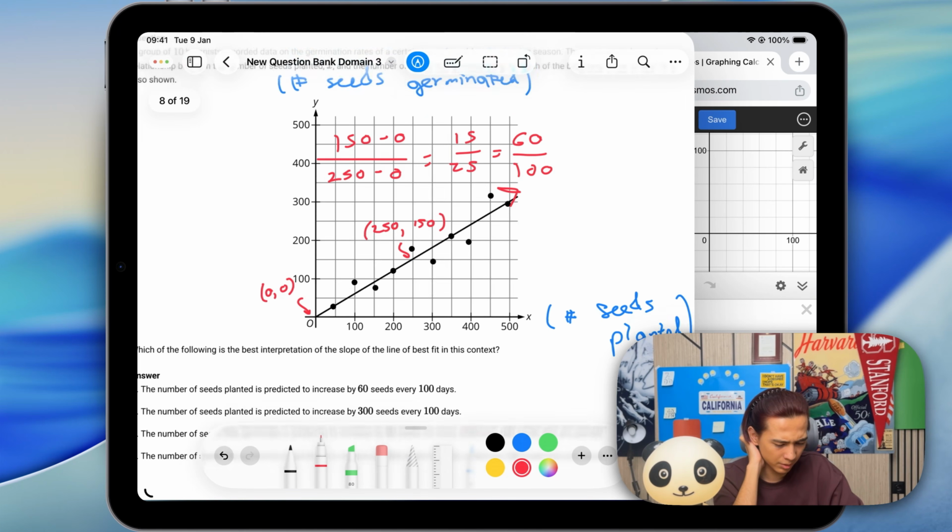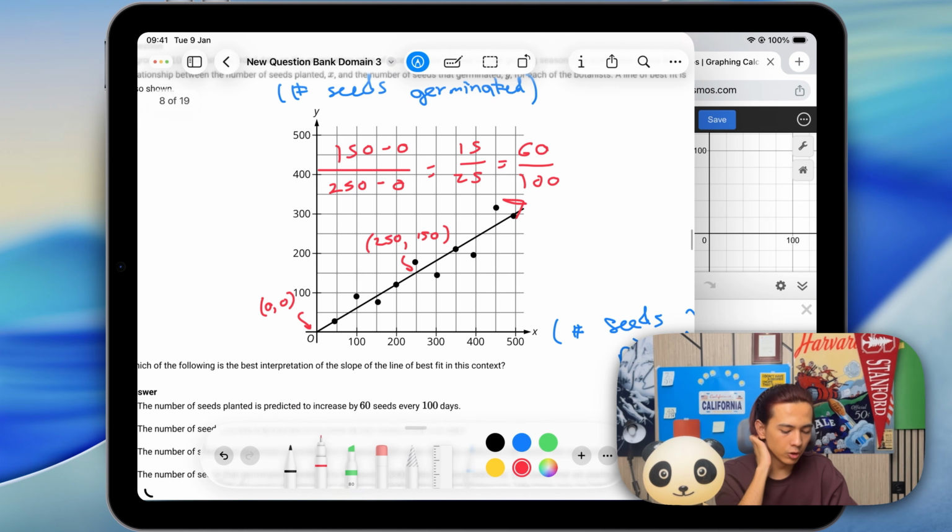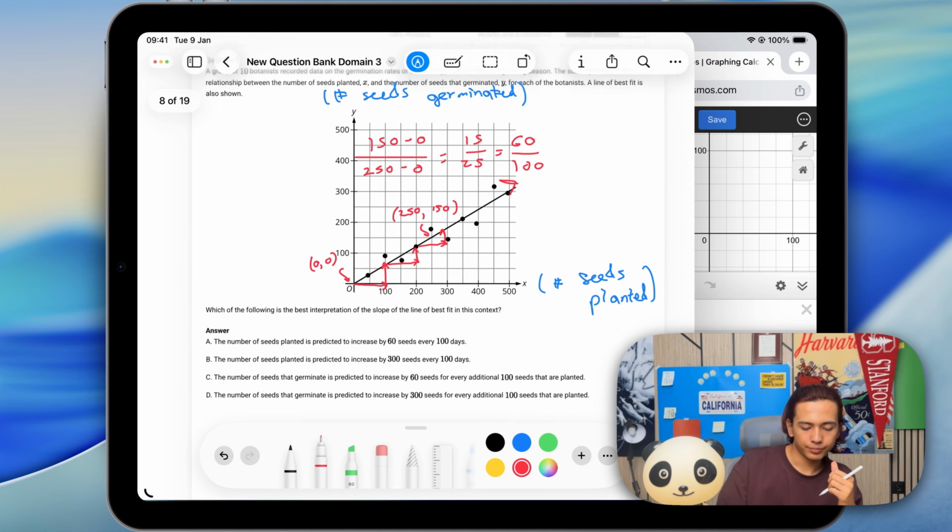Well, before reading these options, let me guess here. So X again represents the number of seeds that you planted. Y represents the number that germinated. So the slope just means for every 100 seeds planted, 60 are going to germinate. 100 planted, 60 germinate. That's the interpretation, right?